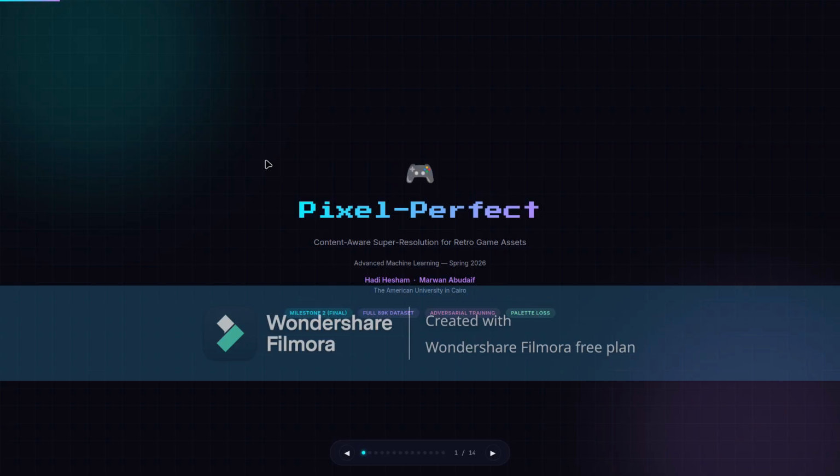We are Hadi and Marwan Abudif, and today we're presenting the final milestone 2 delivery for Pixel Perfect, our content-aware super resolution system for retro game assets. Since our last update, we have fully scaled our model to train on the entire dataset, enabled adversarial training for sharper textures, and introduced a new palette constraint loss to strictly enforce retro color palettes.